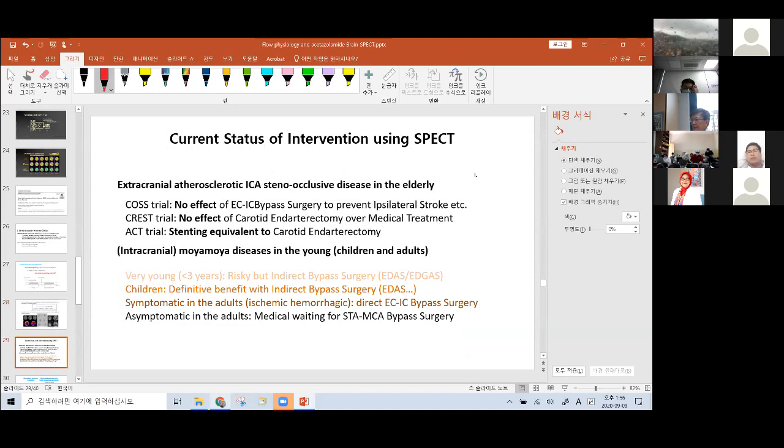Extracranial atherosclerotic ICA steno-occlusive disease in the elderly. According to the literature, after a comprehensive review, I found that based on many trials, ECIC bypass has not been proven in these patients to prevent ipsilateral stroke, and endarterectomy has no effect over medical treatment. Medical treatment has improved, and surgical technique was not selecting the correct patients to benefit from carotid endarterectomy.